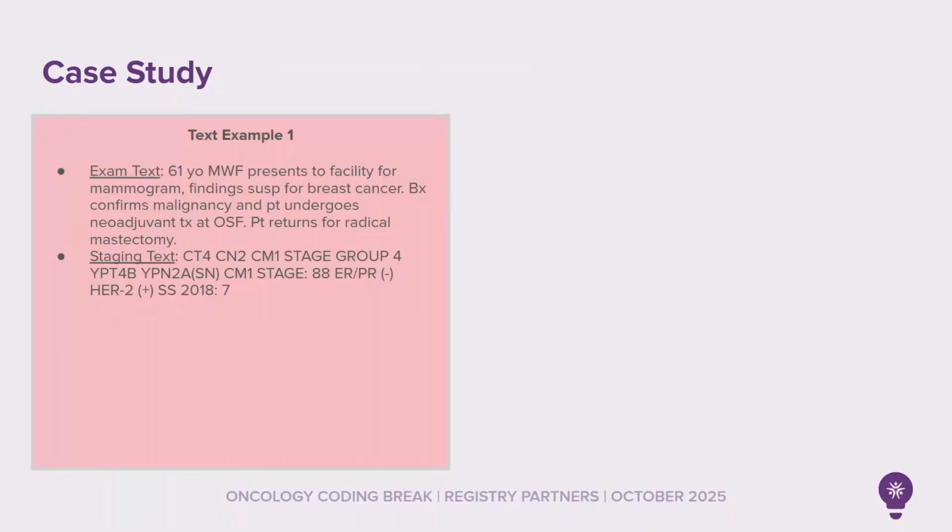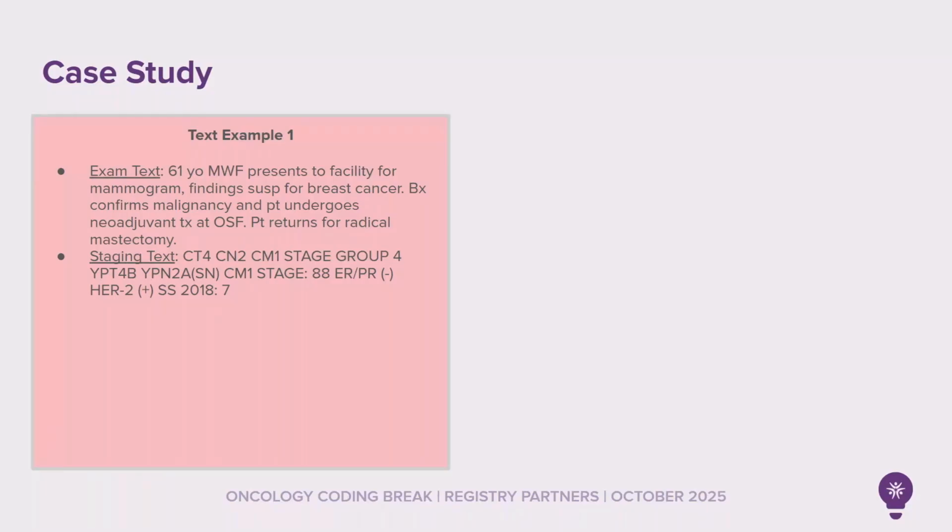We have 2 examples of text in this case study. Now let's place ourselves in the position of the second reader. So you are reading this text having no access to the EMR. Text example 1, we have exam text: 61 married white female presents to facility for mammogram, finding suspicious for breast cancer, biopsy confirms malignancy, and patient undergoes neoadjuvant treatment at outside facility. Patient returns for the radical mastectomy.